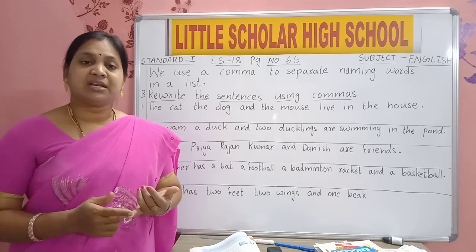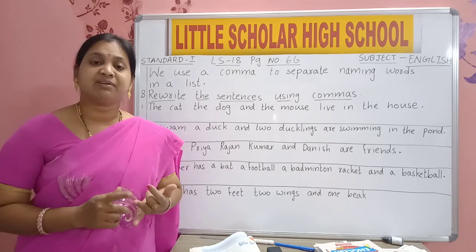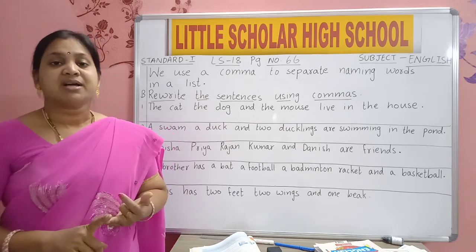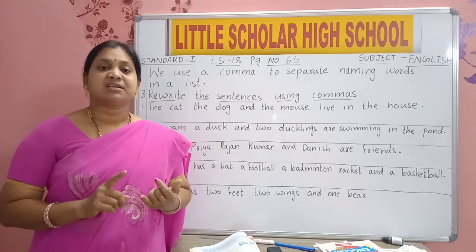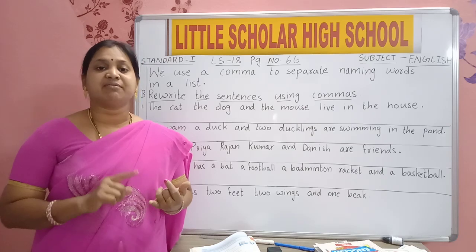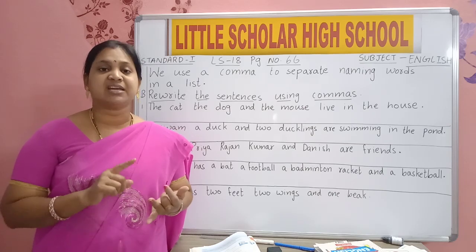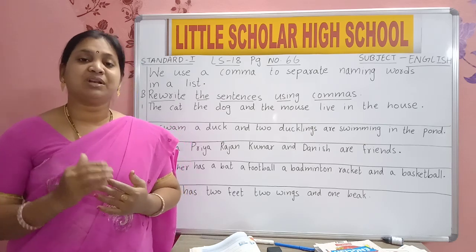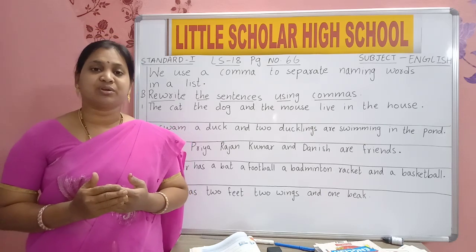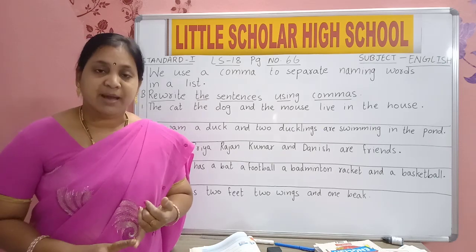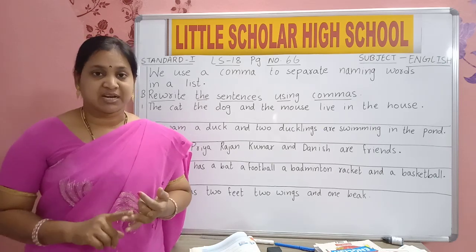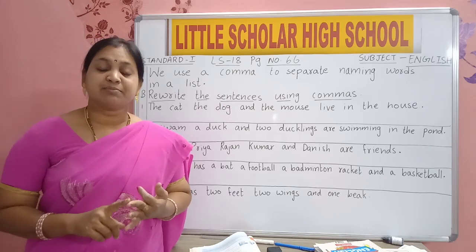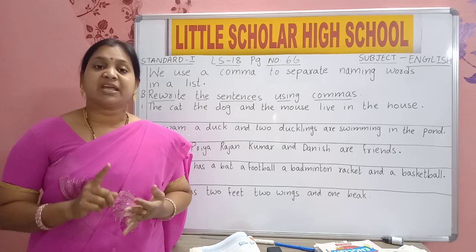Place names also: Delhi, Bombay, Calcutta, Chennai. When you are writing place names, we use a capital letter. And also days of the week: Monday, Tuesday, Wednesday, Thursday, Friday, Saturday, Sunday. When you write names of the days, we will write with a capital letter only. Yes, we use capital letter for special names, like names of people, names of places, names of days, and also names of months.